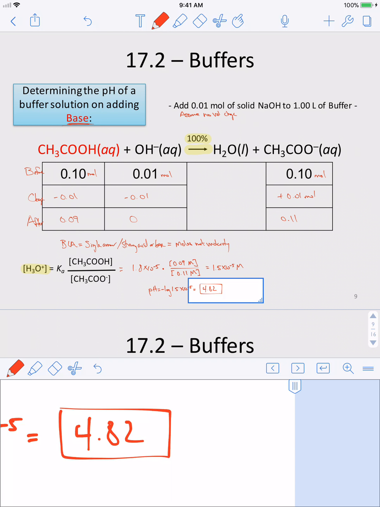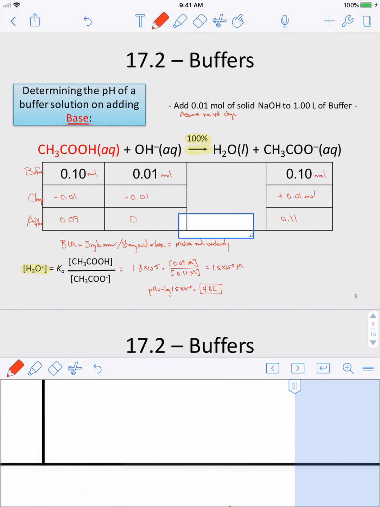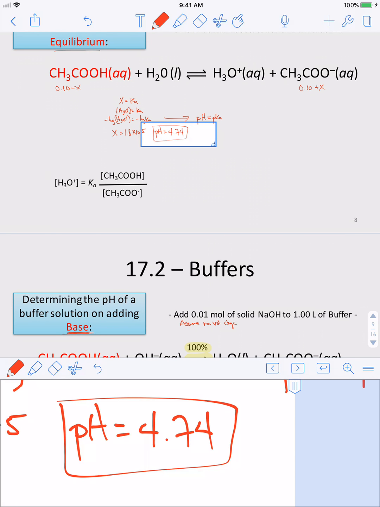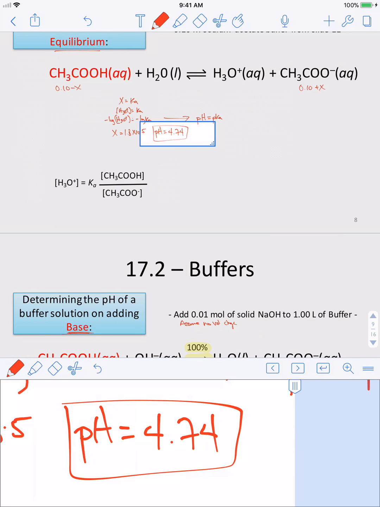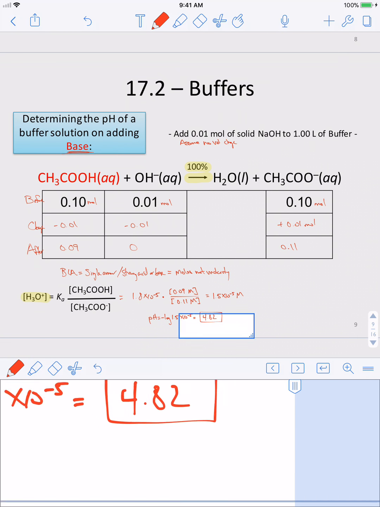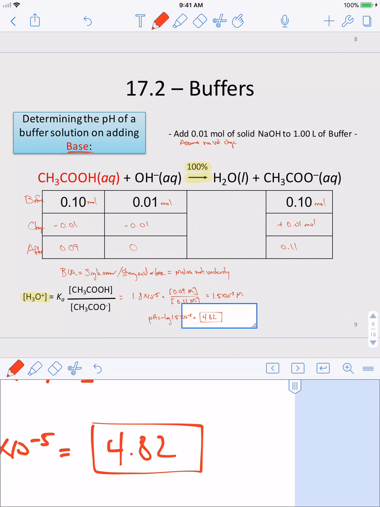So we added a strong base to our buffer, and what happened to the pH? All right, let's go back and look. On the previous slide, the pH was 4.74. So we were slightly more acidic at 4.74. When we added some strong base to the solution, it only went up to 4.82. The pH didn't change by much. That means the buffer worked. That's what we're looking for. We want the pH to stay close to the original pH, 4.74.